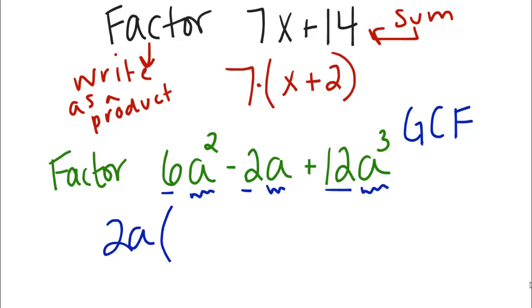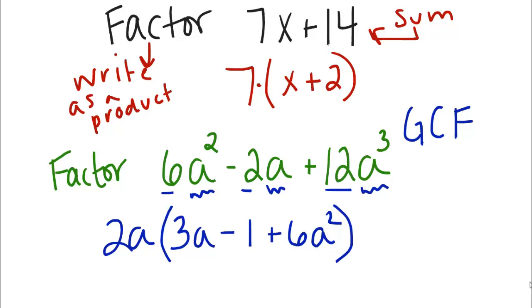We're going to undistribute that, or see what we're left with in the parentheses. 2a times what is 6a squared? Well, 2 times 3 is the 6. A times a gives us the a squared. 2a times what gives us negative 2a? That would just be a negative 1. 2a times what gives us the positive 12a cubed at the end? Well, 2 times a positive 6 would give us the 12. A times an a squared would give us the a cubed.